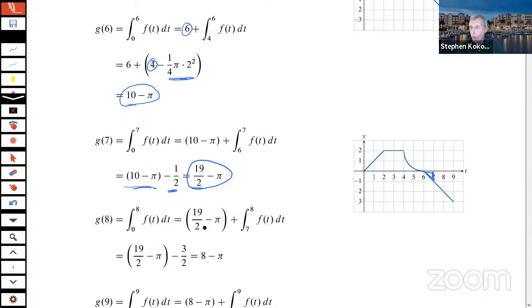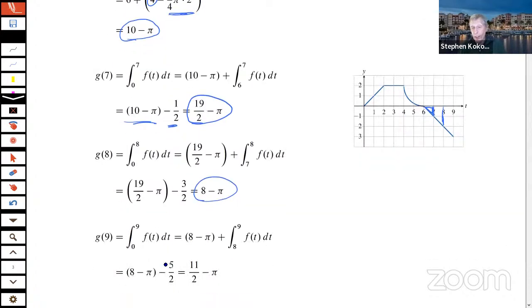G of 8, well, okay, I've got a little bit more area down there that I have to subtract. I got an 8 minus pi. And g of 9, I've got to subtract off even a little bit more. And I've got 11/2 minus pi. So that's a nice problem that I think your students could actually do in groups.